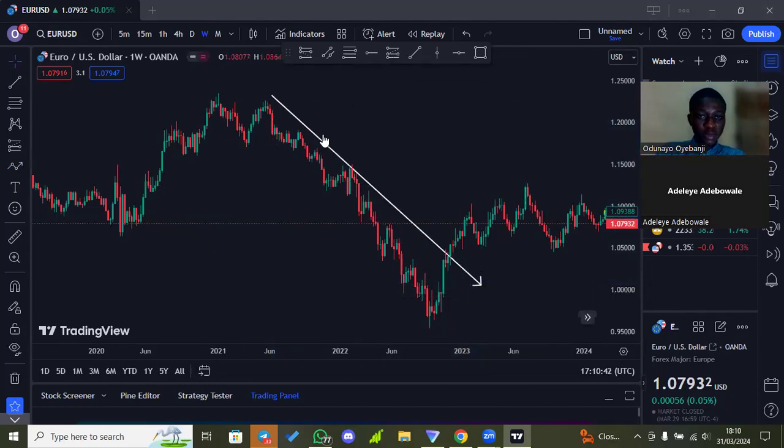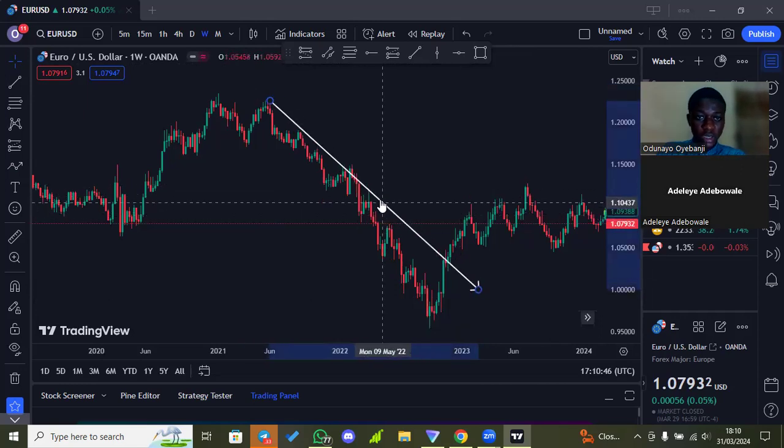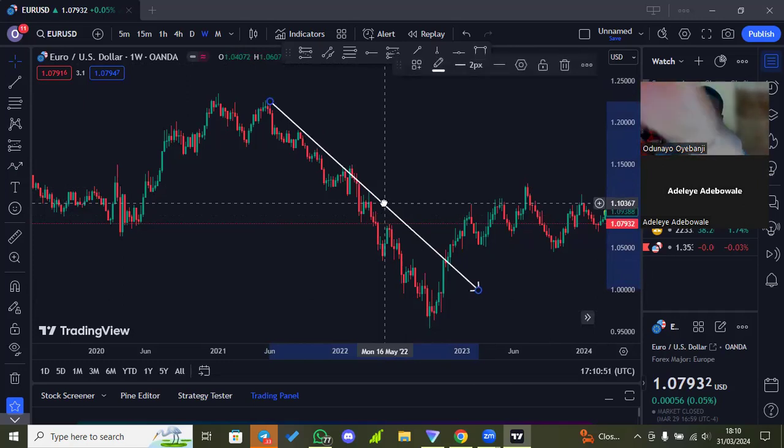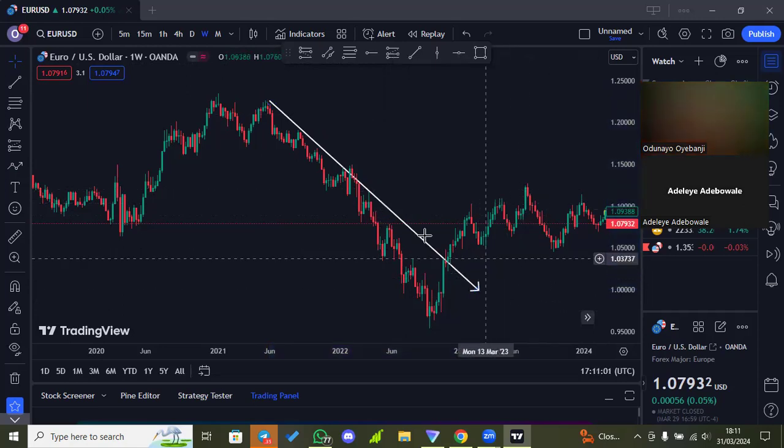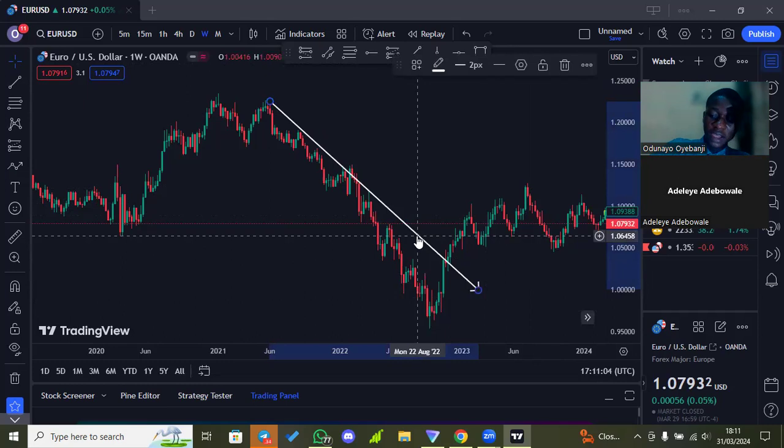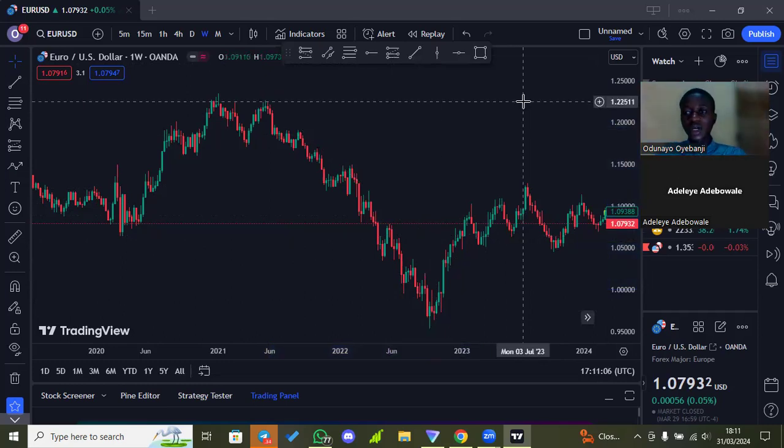That is a market that is moving downwards. Can you see the direction of the arrow? It's moving downwards. That's what you can see there now. So now, let's identify the properties of a downtrending market.